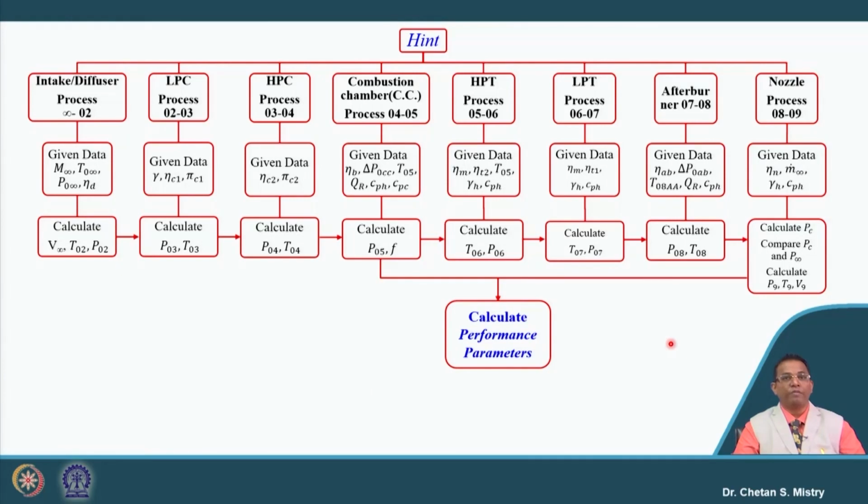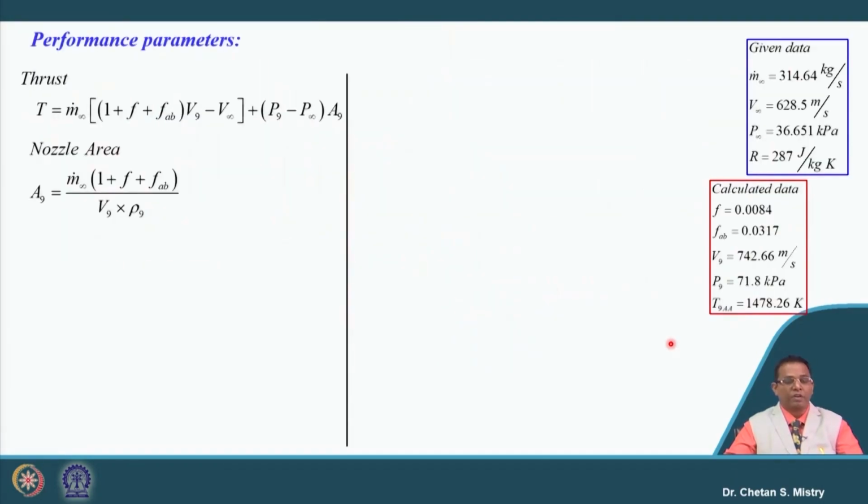Now, today we would like to do the calculation for the performance parameters. So, let us start with the equation for the thrust. This thrust equation, as we have discussed in a previous class, is given by m dot infinity into (1 plus FAB) into (V9 minus V infinity) plus (P9 minus P infinity) into A9.